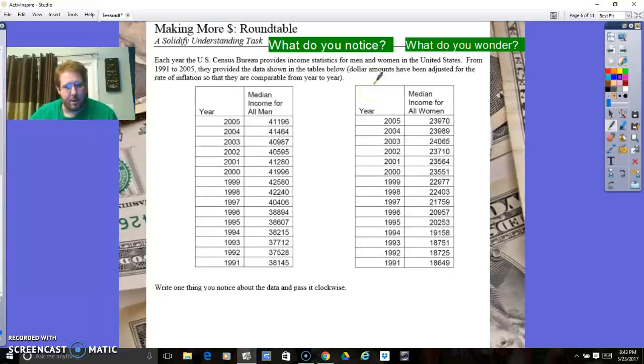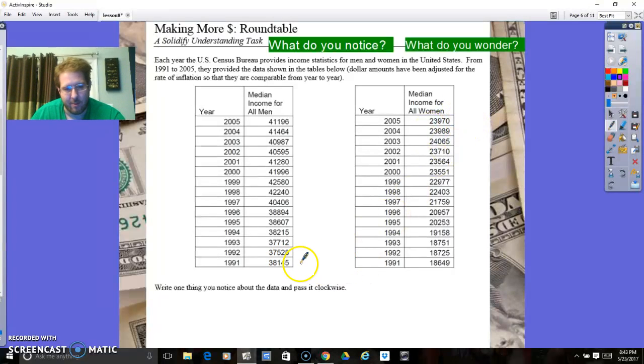Now, this is a pretty controversial lesson because we're going to be talking about the average incomes from 1991 to 2005 between men and women. Clearly, when you look at the data, it's pretty obvious that it's not fair, that women in every single year were making less.